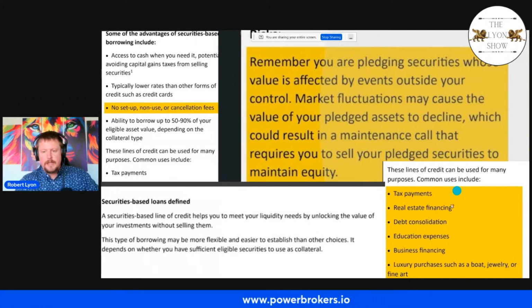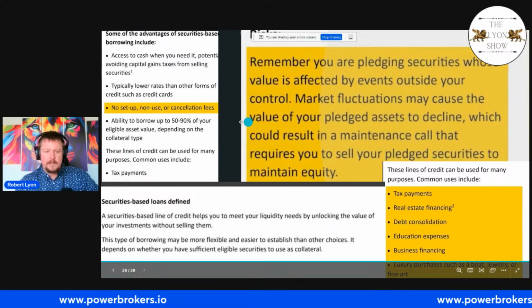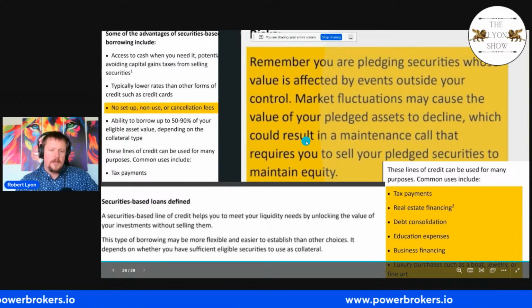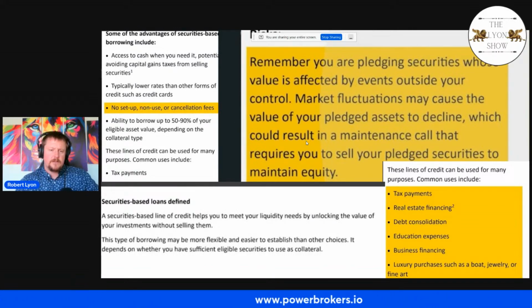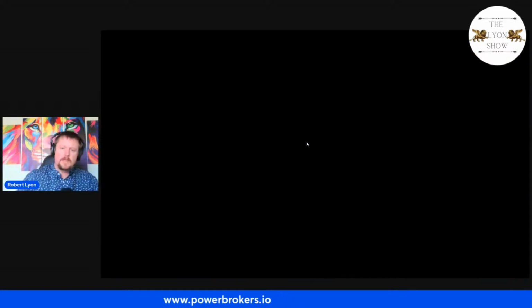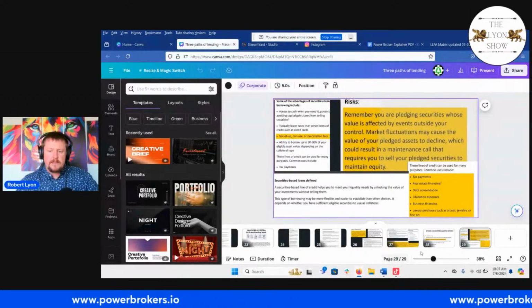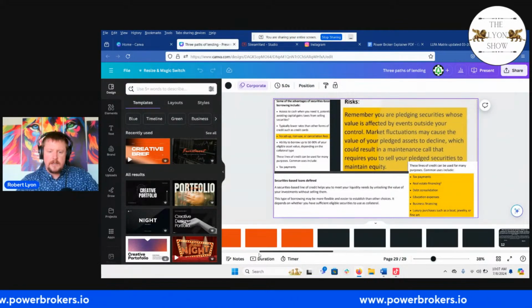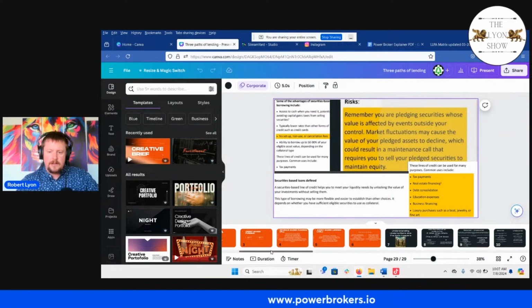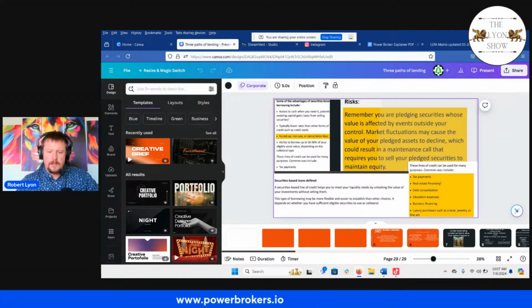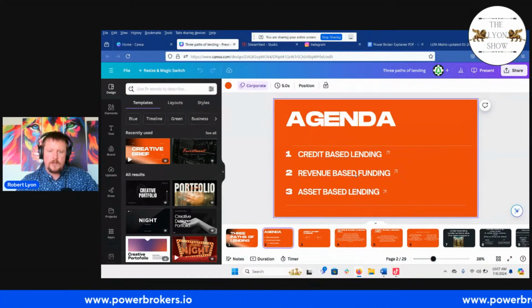You can use this to pay taxes. You can use this for financing. You can use this for debt consolidation, education, business financing, and all kinds of stuff. So this is a very cool way to use your investments to make a lot of money. All right, cool. So those are the 3 paths to lending. And now you guys have a good idea of the different ways that you're able to get funding, and you have a little bit more of an education on what you're looking at.